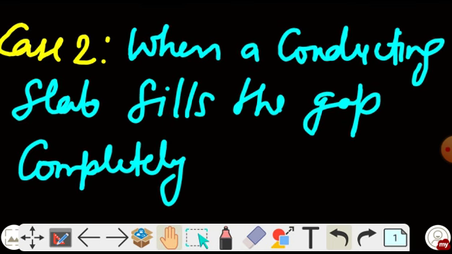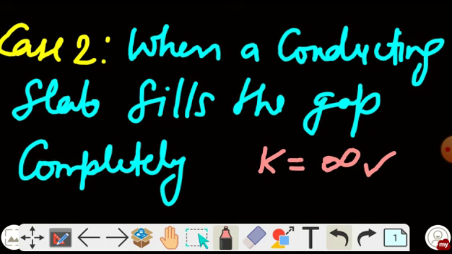The second case is when a conducting slab completely fills the gap between the plates. In the first case we discussed, a dielectric slab fills the gap. Now in this case, a conducting slab fills the gap. First of all, you must know the difference between a dielectric and a conductor. Then only you will be able to solve this. If you properly remember, we all know that the dielectric constant of a conductor is infinite. This is what we are going to use here.